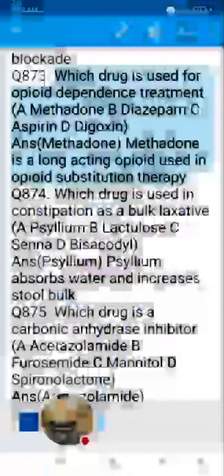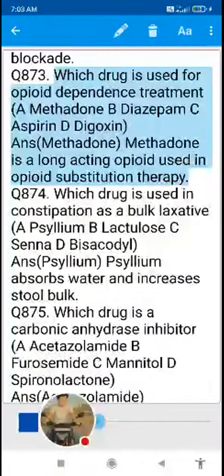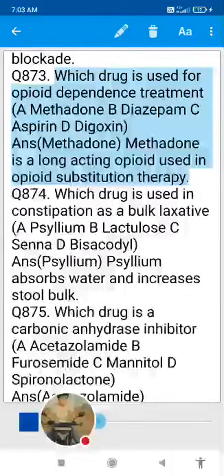Q873. Which drug is used for opioid dependence treatment? A. Methadone. B. Diazepam. C. Aspirin. D. Digoxin. Ans. Methadone. Methadone is a long-acting opioid used in opioid substitution therapy.